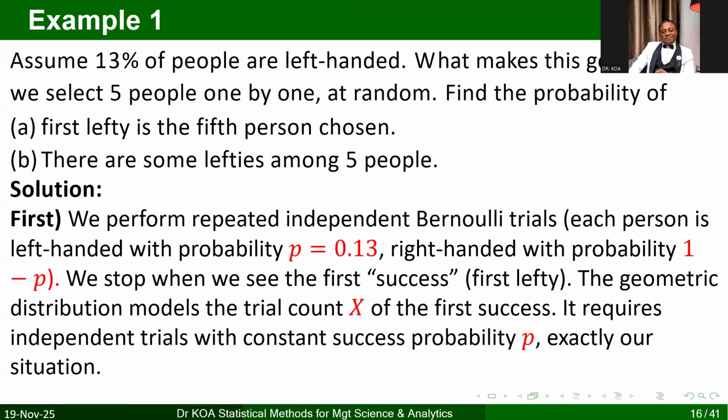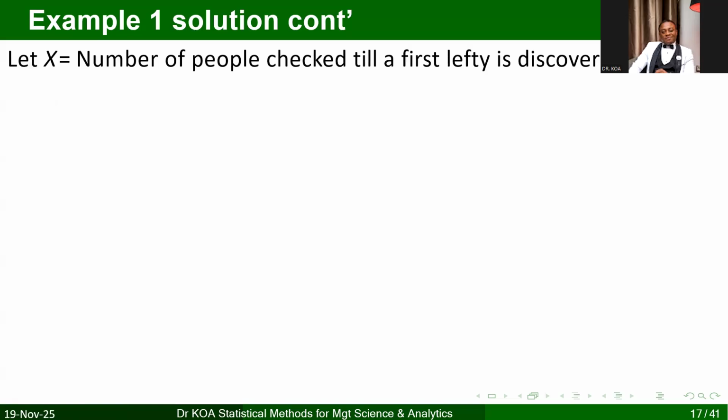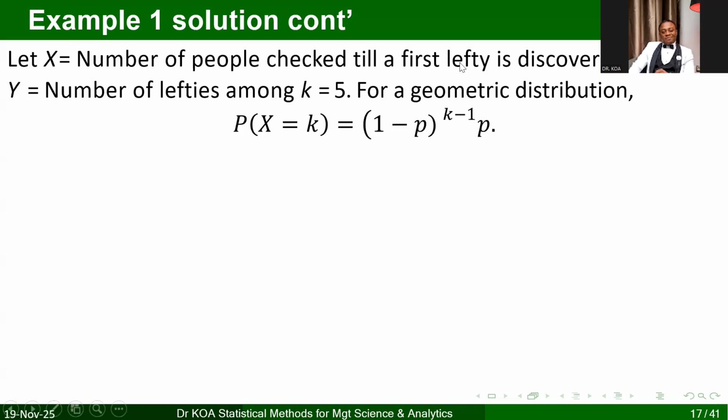No, go to the question. Okay. It says, I assume 13% of the people are left-handed. So that is P, we already said it here. P is 13%. And 1 minus P, you said it earlier, that is 87%. What I'm simply saying is that is the formula that brings the 1 minus P first. But if you like, you can also bring the P first so that you're not confused, so that you write it that P of X equals K equals P, then into bracket 1 minus P, K minus 1.